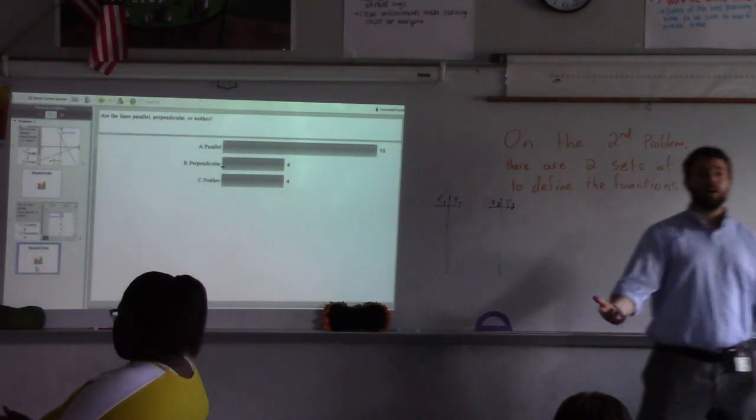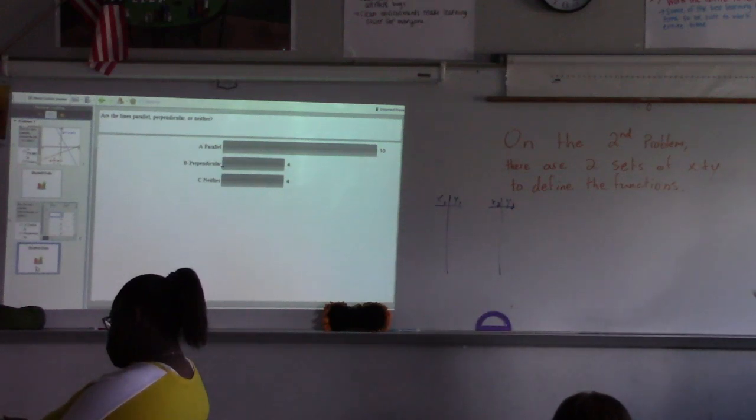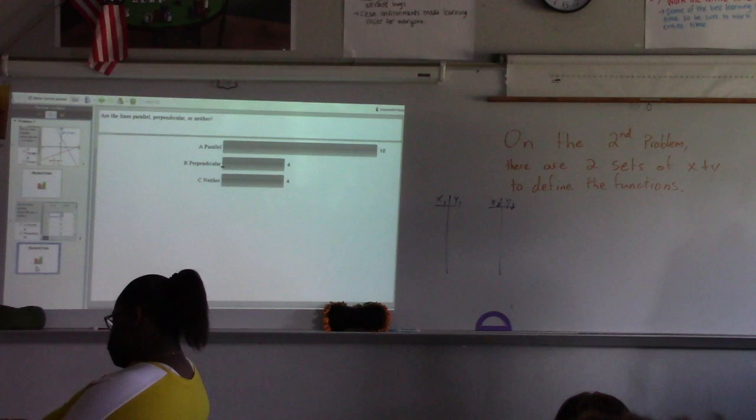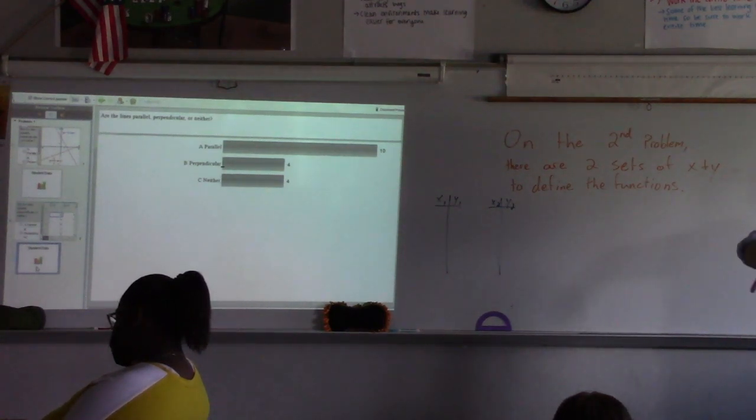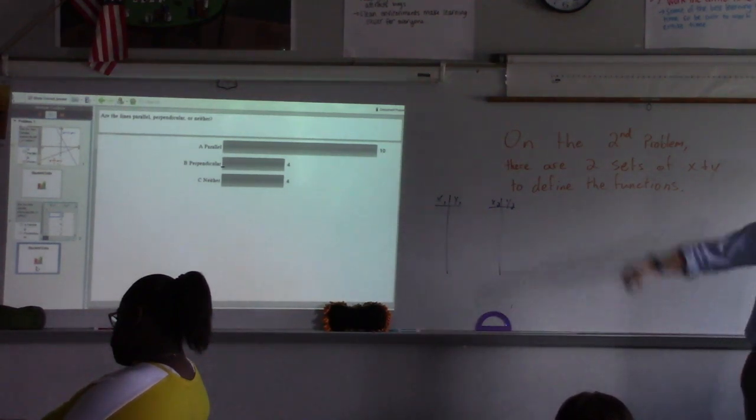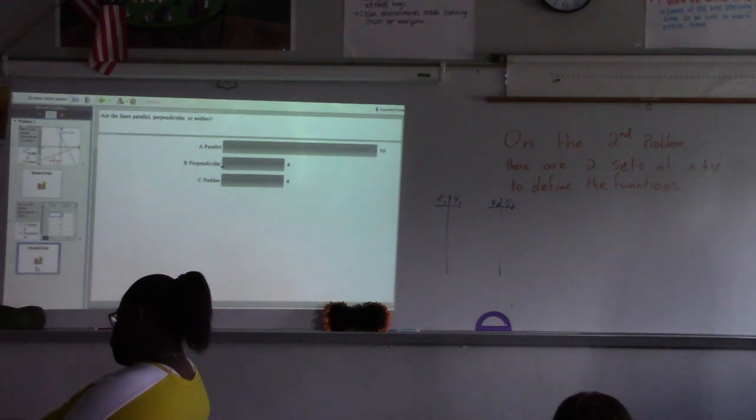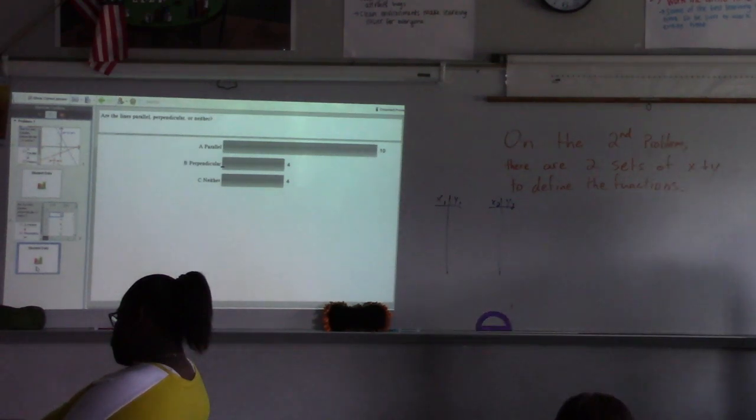So how am I going to figure out if they're parallel, perpendicular, or neither? I need a way. Look at the table. What is the table? The X and Y values. So look at the X and Y values. What about them? The slopes. And I need the slopes to be what? The same. If I'm going to claim they're parallel, I need to show that those slopes are the same. So let's look at this table.